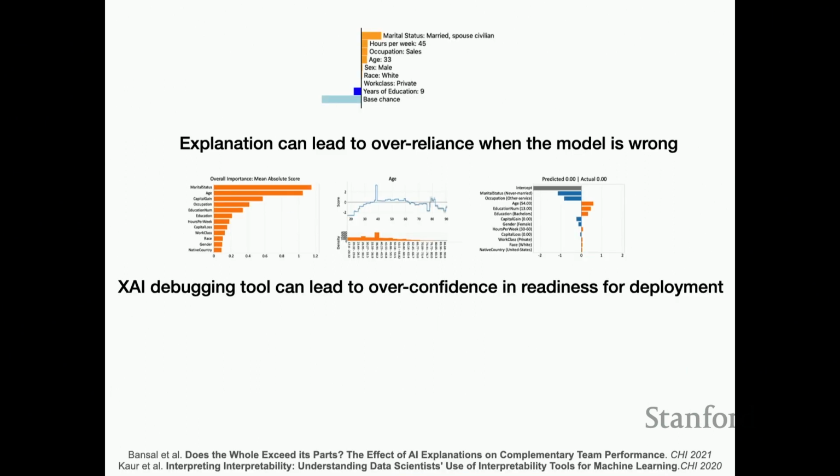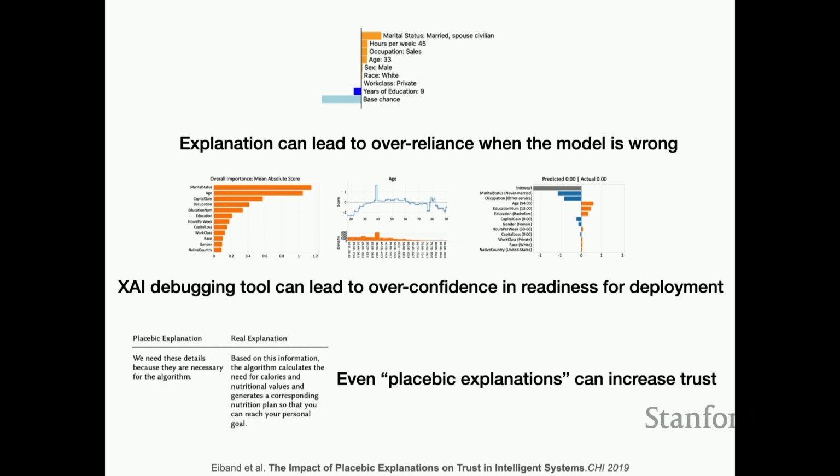There has been follow-up work, not just in this kind of decision support use case. For example, my MSR colleague with the former intern Carl et al. looked at a debugging use case, where data scientists use XAI visualization. They also found evidence that this leads to overconfidence that the model is ready for deployment. Some studies even find that placebic explanation, without actually giving you useful information about the model, can increase trust.